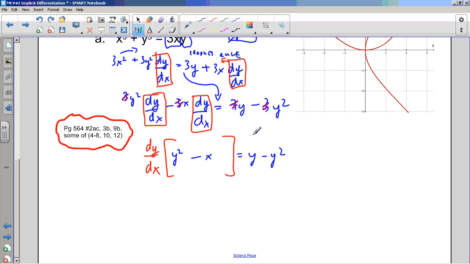Now what? Well, if I want to get this alone, all I have to do is divide by this huge bracket.